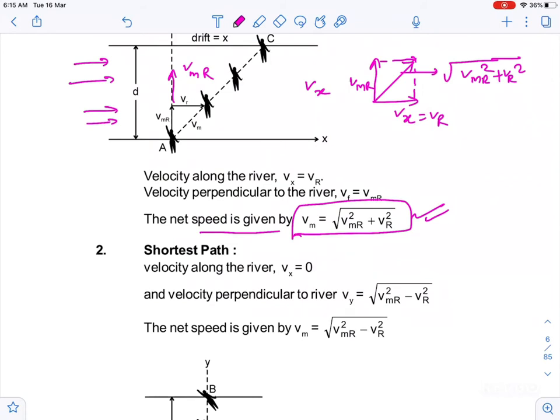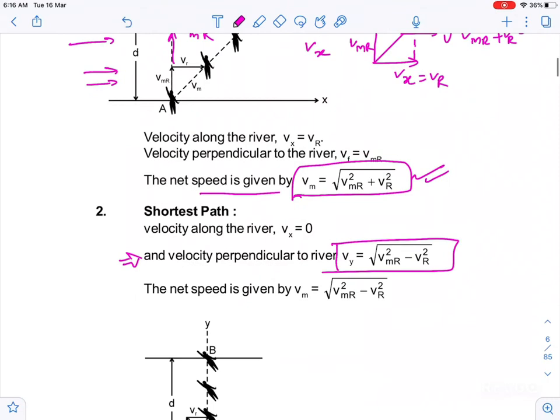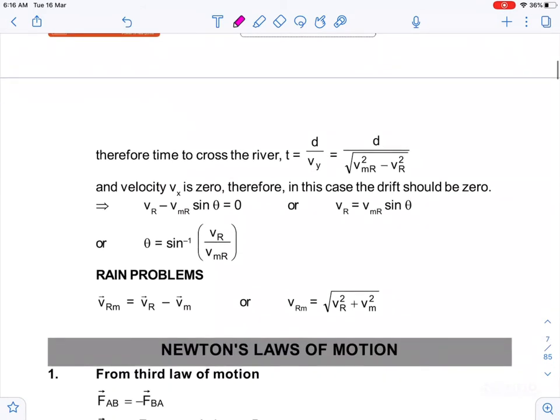Now shortest path and drift, actually these things they can ask you. So velocity perpendicular to the river is what? Actually, I know that this velocity can be written as vmr square plus vr square. Actually guys, I'll make a separate video on these things, but for quick revision I cannot explain too much about these facts. And the net speed is vmr square minus vr square. So this you have to keep in mind.